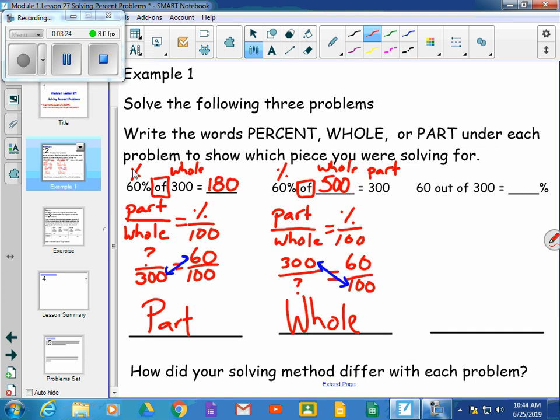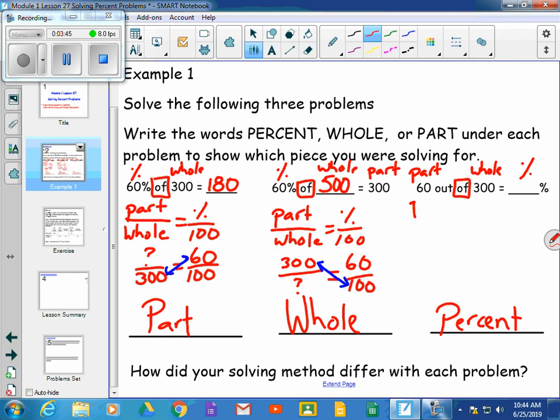In the last example, notice there's the word of. That means the 300 is the whole. There's a blank in front of the percent sign, so that's the percent, meaning the 60 is the part. In this particular problem, we're going to find the percent.